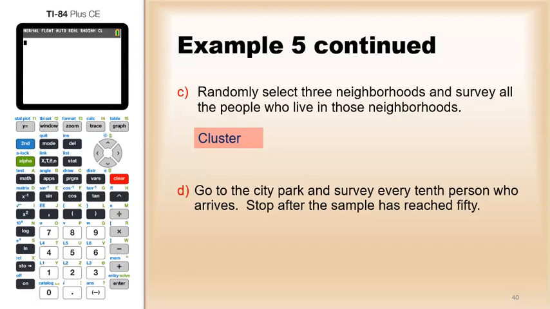Okay. Go to the city park and survey every 10th person who arrives. Stop after the survey sample has reached 50. So if you're taking every 10th person, every 5th, every 12th, or whatever, if you have a list and you're taking however many, whichever number you're doing over and over again, that would be systematic.